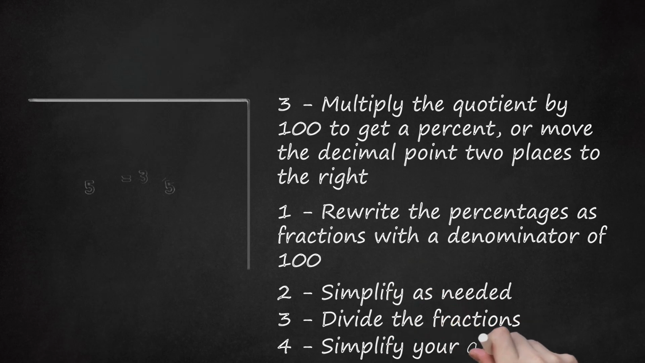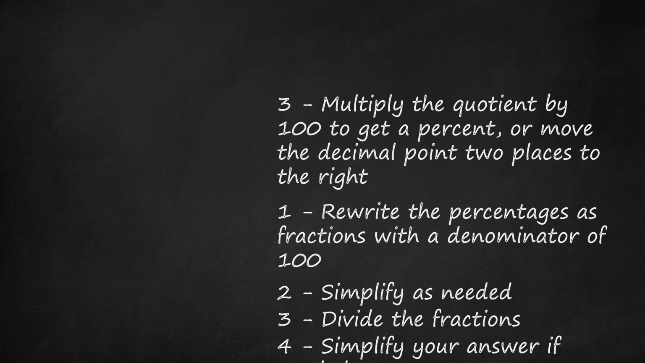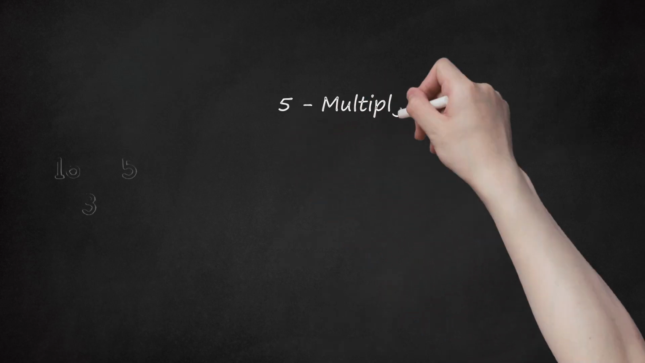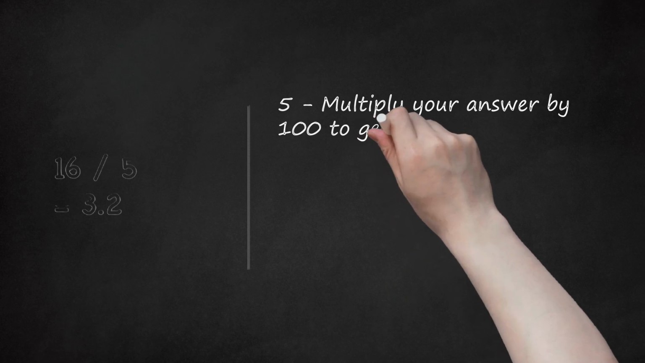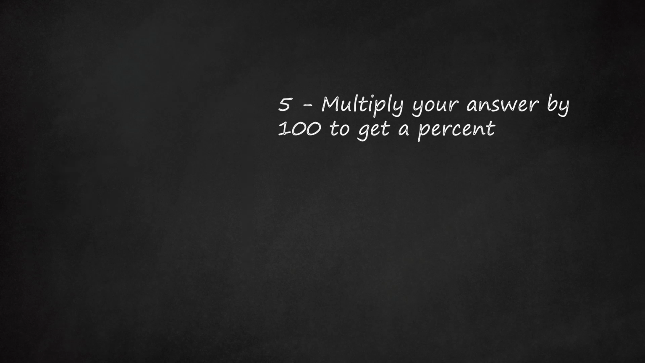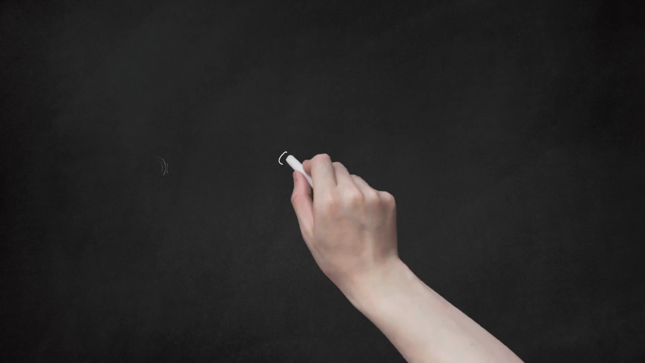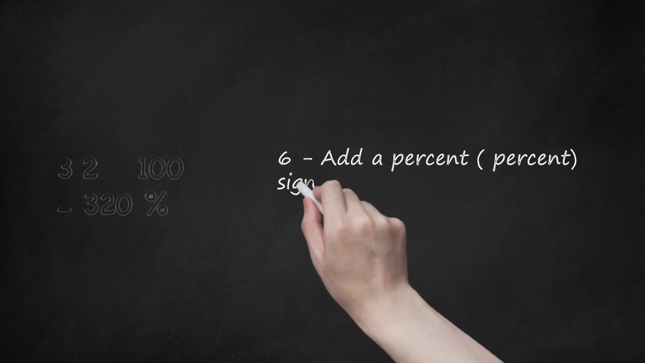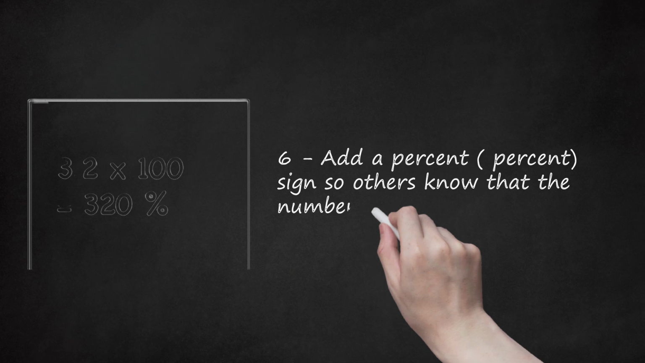4. Simplify your answer if needed. If you're simplifying an improper fraction, it's best to convert it to a decimal rather than a mixed number, as converting a mixed number to percentage takes more work. 5. Multiply your answer by 100 to get a percent. In the example given above, you would multiply 16/5, or 3.2, by 100 to get 320%. 6. Add a percent sign so others know that the number is being compared to 100.